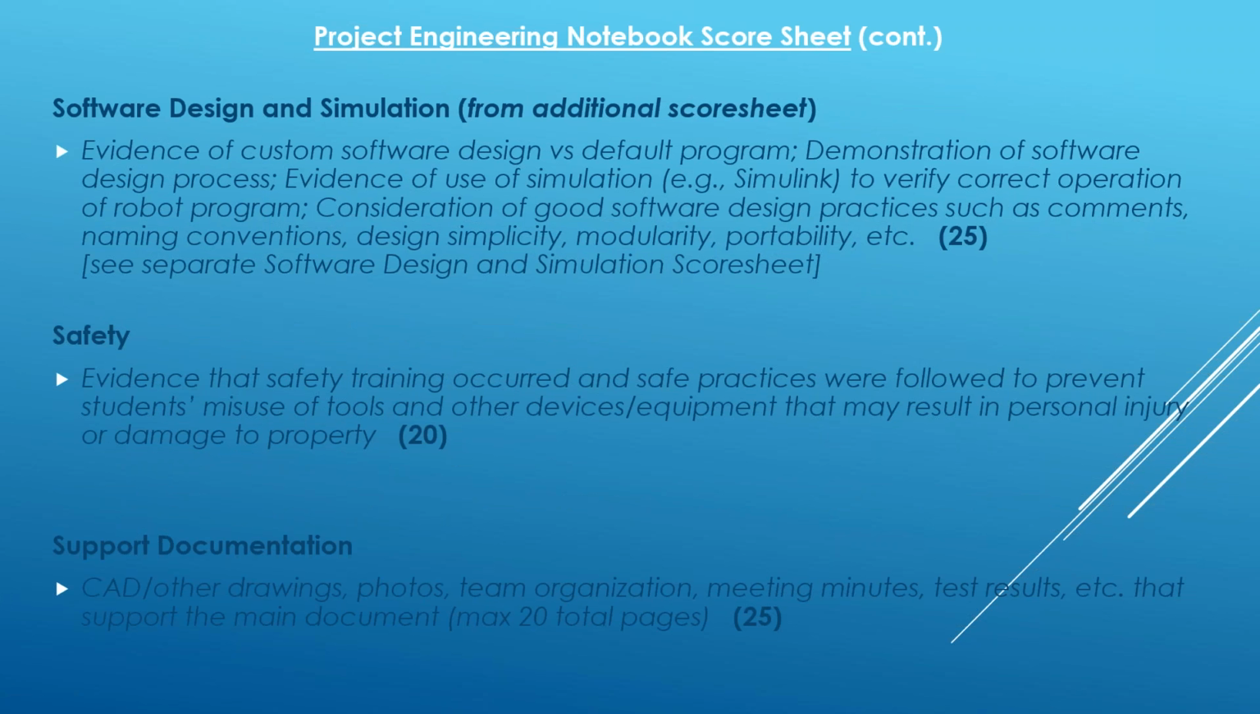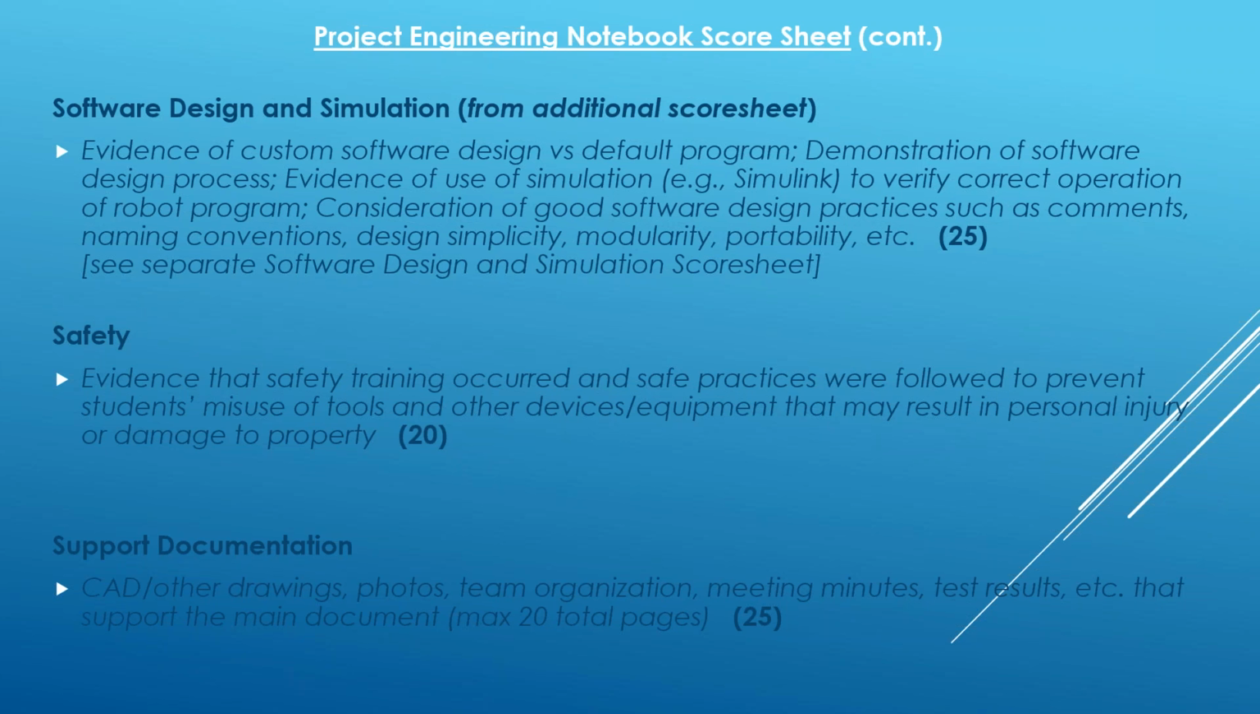Okay, and then we're going to look at your software design and simulation, and this may change this year. This was new to the engineering notebook last year, and it may be modified a bit this year. But we want to see some evidence that you've done some custom software design. Have you done some programming to make your robot perform differently? We want to see evidence that you've used Simulink or some similar product to verify the robot programming. And we also want to see good software design practices implemented.